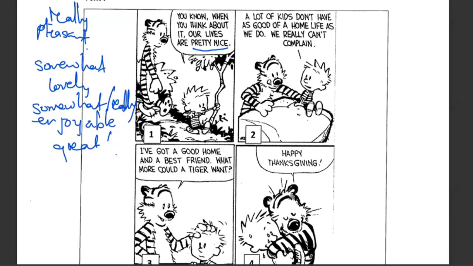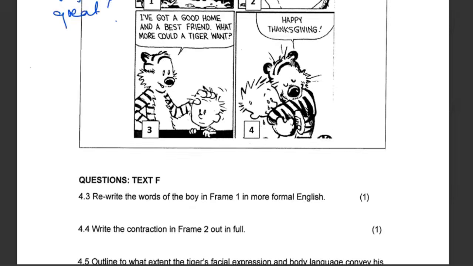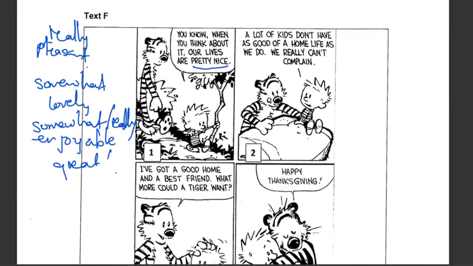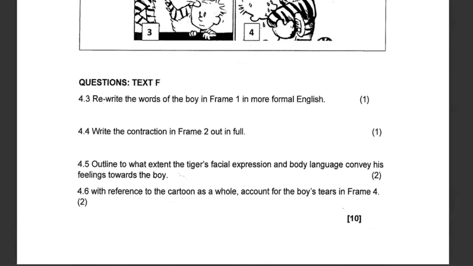All right, let's go on to, I believe it's 4.4. Write the contraction in frame 2 out in full. There were 2 contractions. I believe when we were reading, I saw 2 contractions. So it was 1 mark, I believe. So it's either one of those. So which means it could be cannot. And remember, there is no spacing for it, but there is spacing for do not. So I don't know which one you wrote, but it's do not, but cannot is 1 word. So be very sure about that one. You just needed 1. It was 1 mark. Either or was what we are saying.